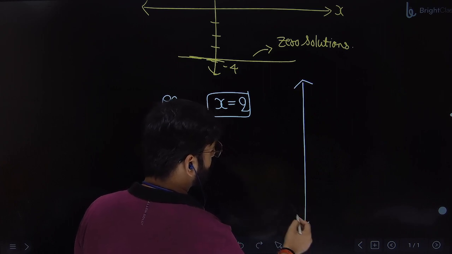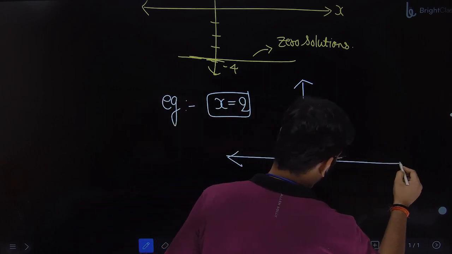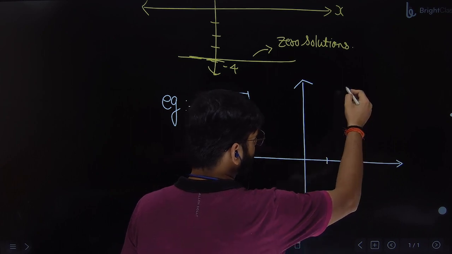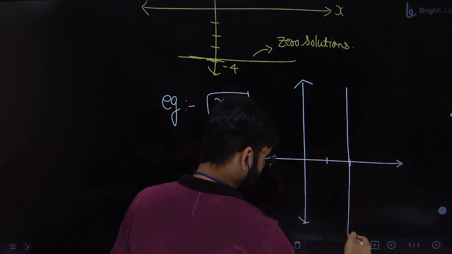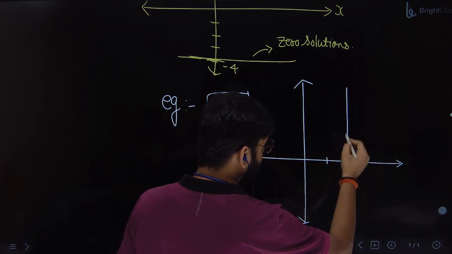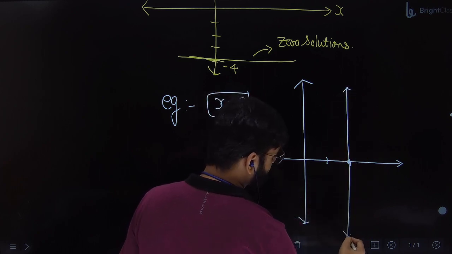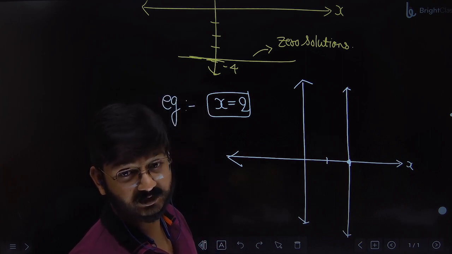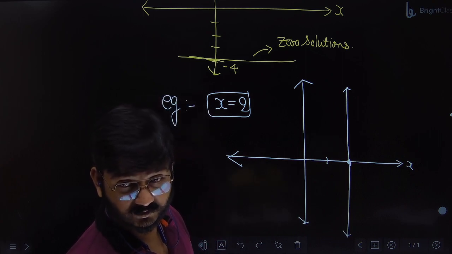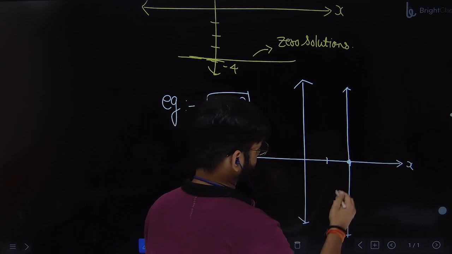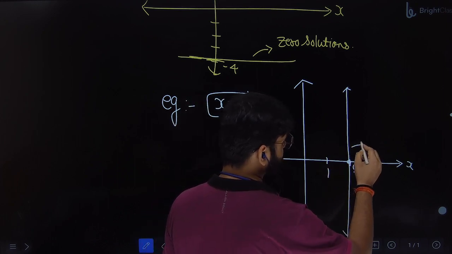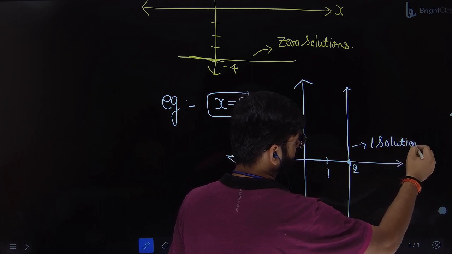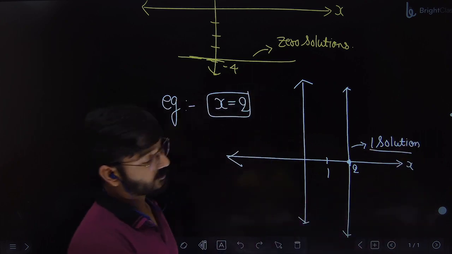Whenever you have doubt, plot and check. So x equal to 2. 1, 2. There will be a straight line. So this is the line x equal to 2. So this line is intersecting the x axis at how many points? 1 point. So how many solutions? 1. One solution. All of you copy it quickly.